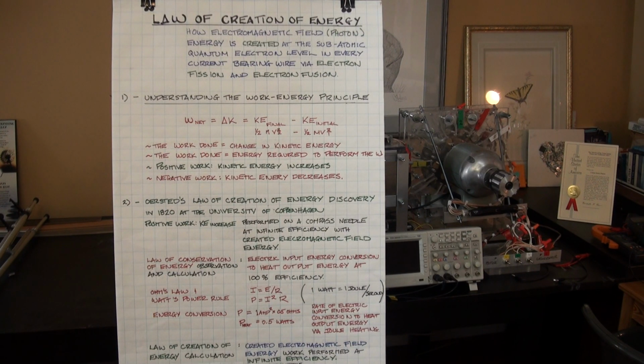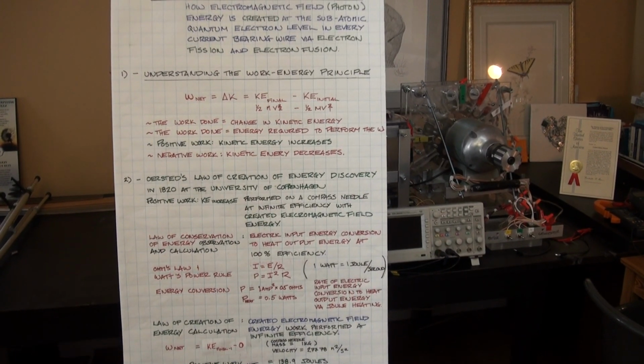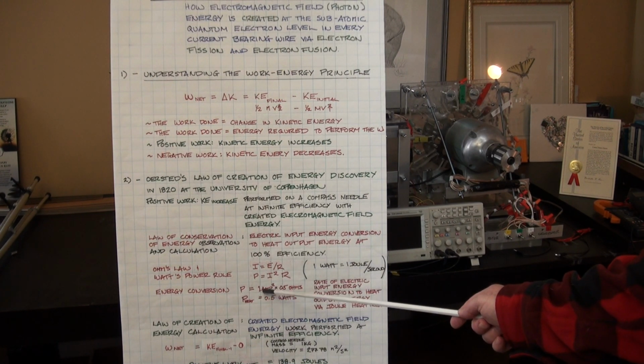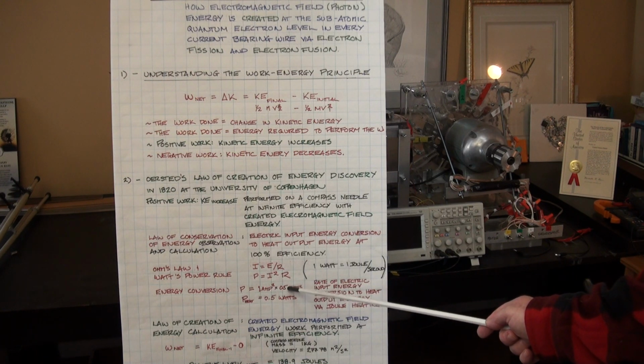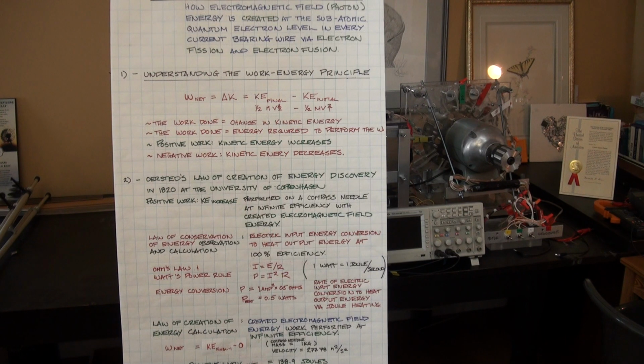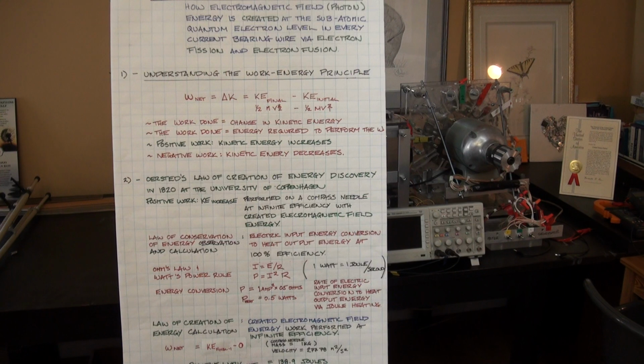if we assume that Ørsted was running 1 amp through his current-bearing wire, and the resistance of his current-bearing wire was half an ohm, he would have been converting half a watt of electric input energy to heat energy via joule heating.